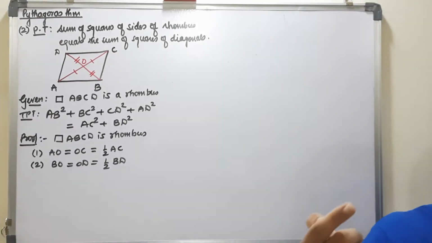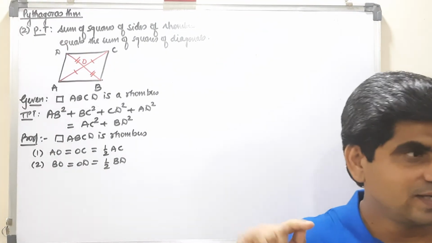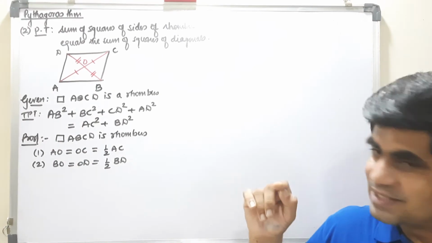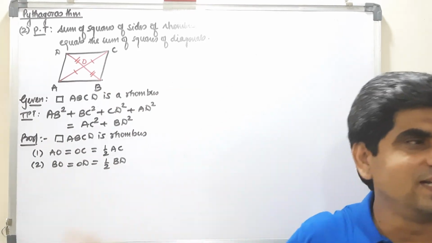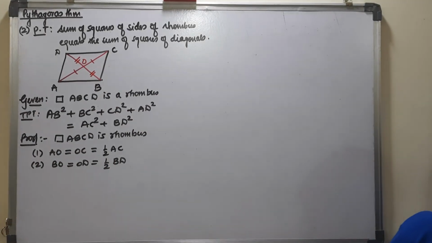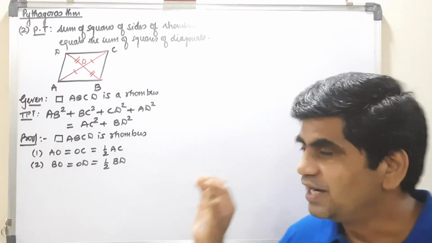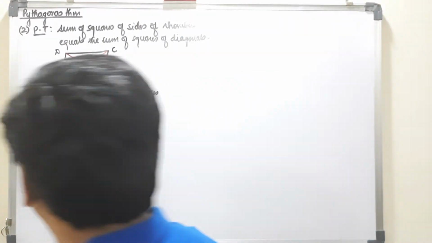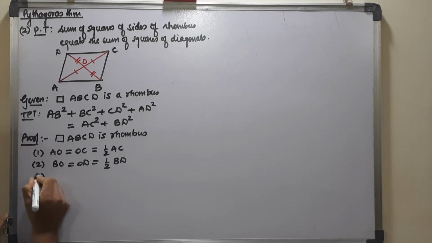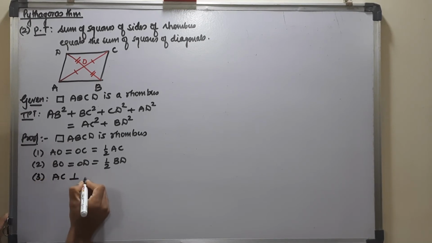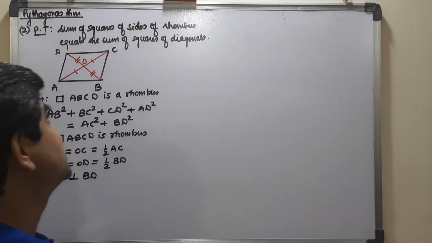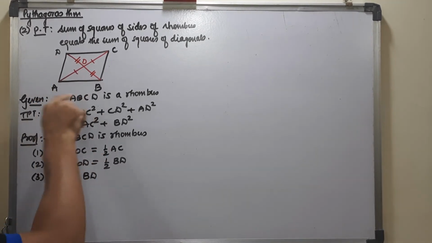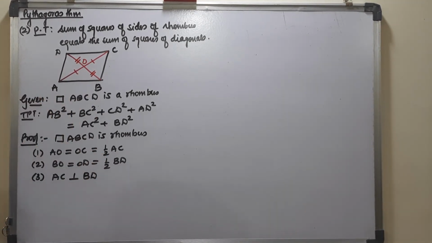But a rhombus has one more additional property. What is that? It says that a quadrilateral is a rhombus if its diagonals are perpendicular to each other. Diagonals are perpendicular, that means I have one more property over here, that AC is perpendicular to BD. That means the angles formed, AOC, BOC, AOB and AOD, each is a right angle.